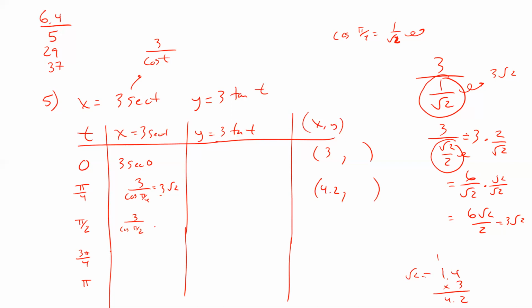Cosine pi over 2 is 0, right? Yep. I'll give you a hint though. Yeah, cosine of pi over 2 is 0. I agree.